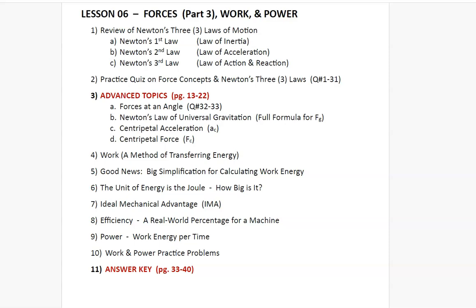Then we'll talk about the concept of power. Power and energy are not the same thing. Power and work are not the same thing. Power is a term that means the amount of work per time or the amount of energy per time. And then we'll close this lesson with a number of example practice problems on work and power.